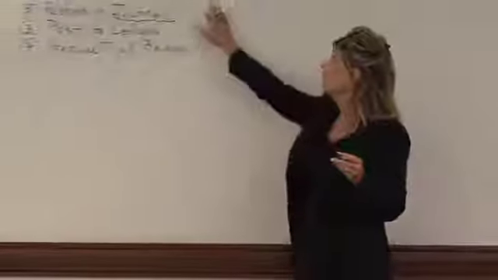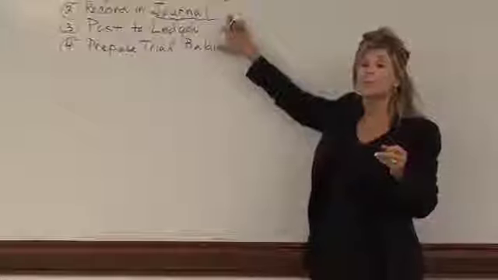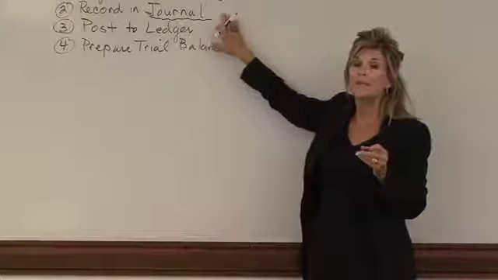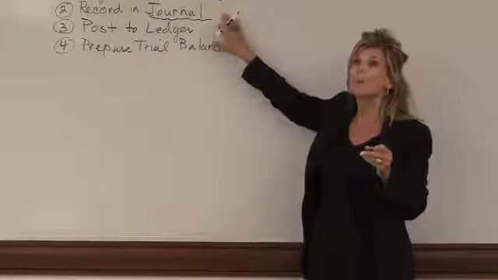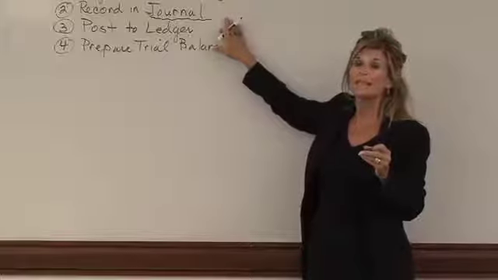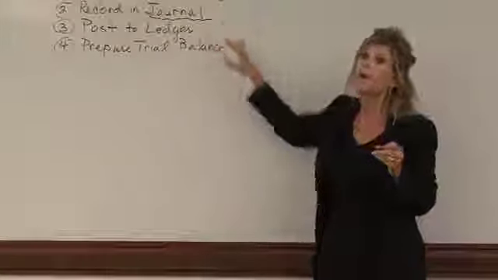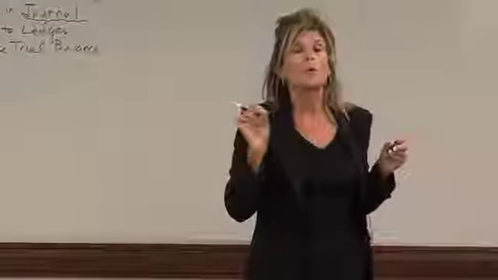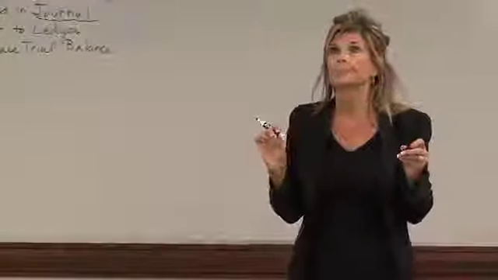So after we're done making those decisions, we then go to the journal and we record the account that's being debited first and followed by the account being credited on the next line. We always indent the account being credited. We're always keeping in mind the accounting equation, always maintaining that equality.